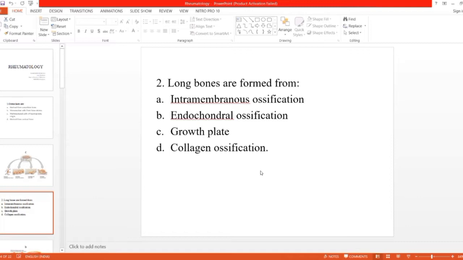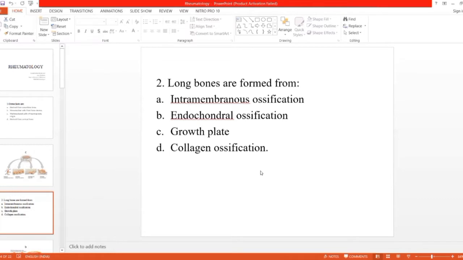The most important thing we should remember here is that there are so many types of collagen, and of these two are very, very important: type 1 collagen and type 2 collagen. Please take a note of this. The most important collagen present in the bone is type 1. And the most important collagen present in the articular cartilage is type 2. Please take a note of this.